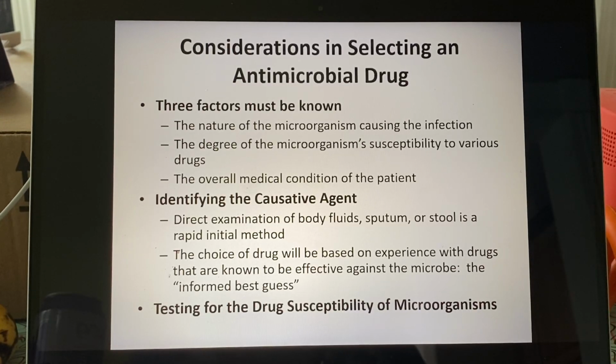So when you're considering selecting an antimicrobial drug, there's three things that you have to know. First of all, you need to know what is causing the infection. If it's bacterial, then you can select an antibiotic. If it's viral, you wouldn't prescribe an antibiotic because it's not going to work. You would consider perhaps an antiviral. If it's fungal, then antivirals and antibiotics aren't going to work. So first of all, you have to figure out what's causing the infection.